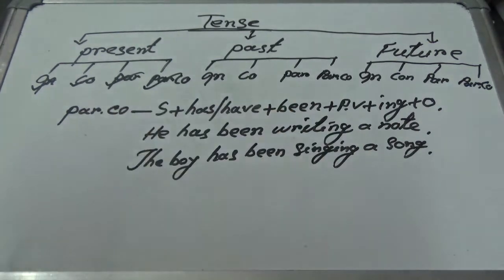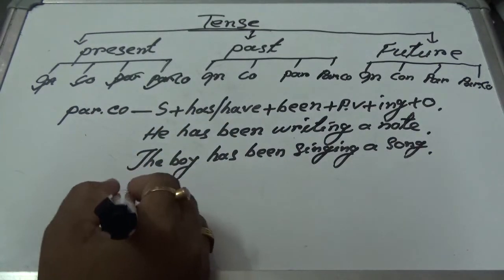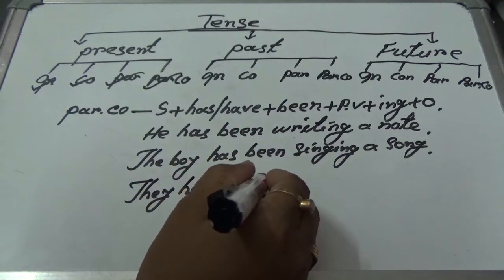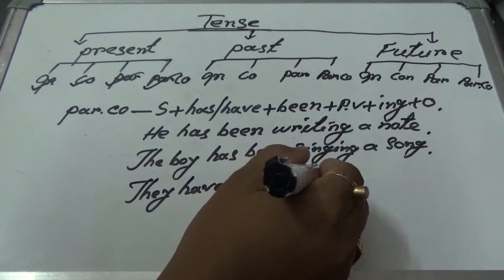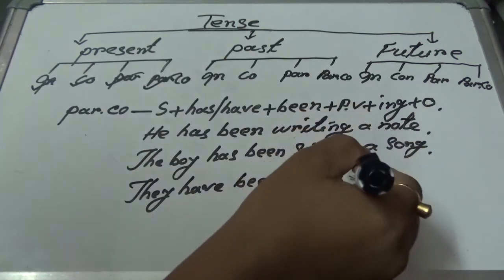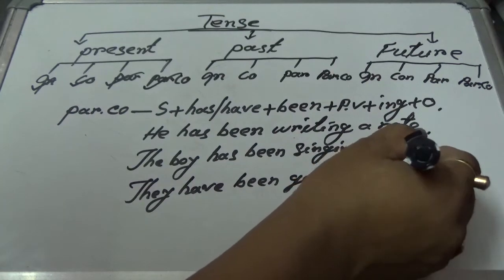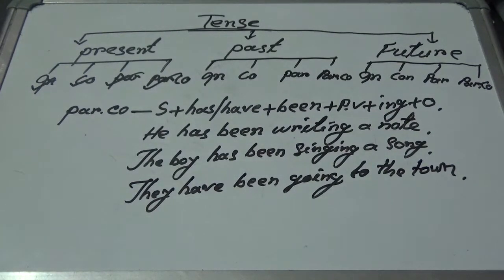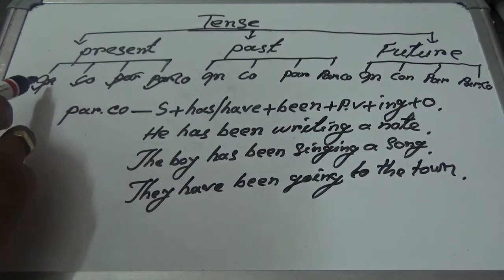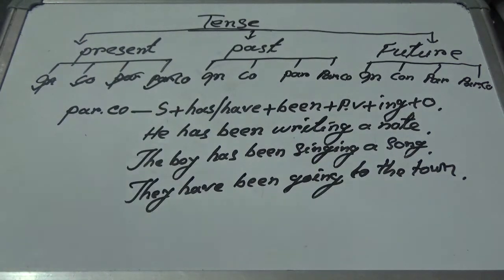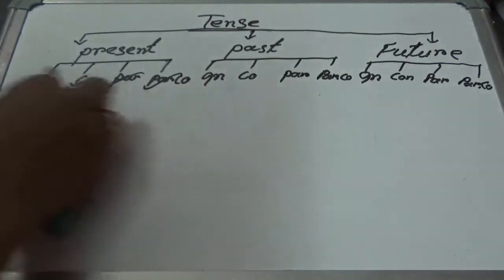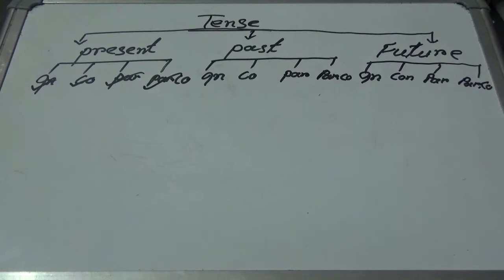The boy has been singing a song. They have been going to the town. Yes, clear. Now you can make indefinite, continuous, perfect and perfect continuous. Present indefinite, present continuous, present perfect continuous. Now keep the structure in your memory properly. Later, practice, that means make sentences following the structure.